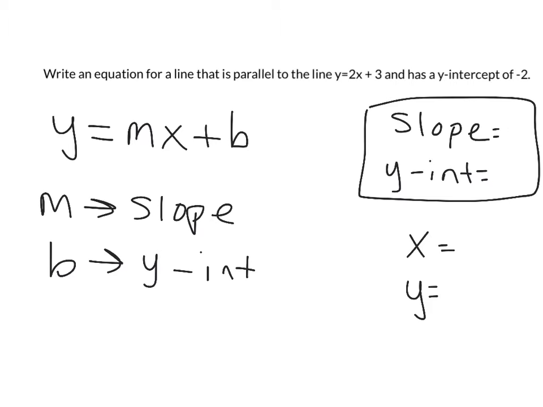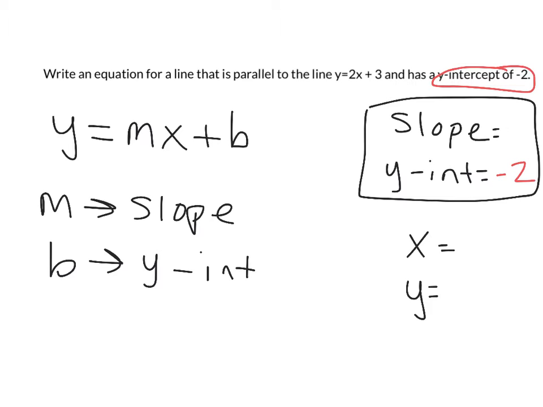So let's see what information we have. It says write an equation for a line that is parallel to the line y equals 2x plus 3 and has a y-intercept of -2. Well, right off the bat, it tells me that I have a y-intercept of -2, so I can put that right in here. There's part of my information done. Now we also need a slope.